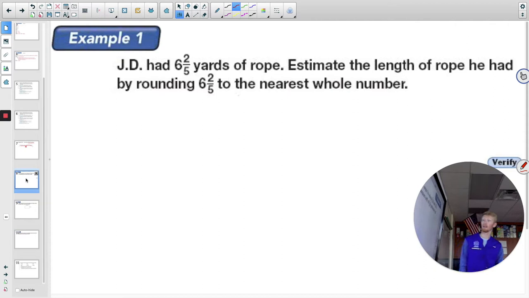JD had 6 2/5 yards of rope. Estimate the length of rope he had by rounding 6 2/5 to the nearest whole number. You can go ahead and do this one on your own if you wish.